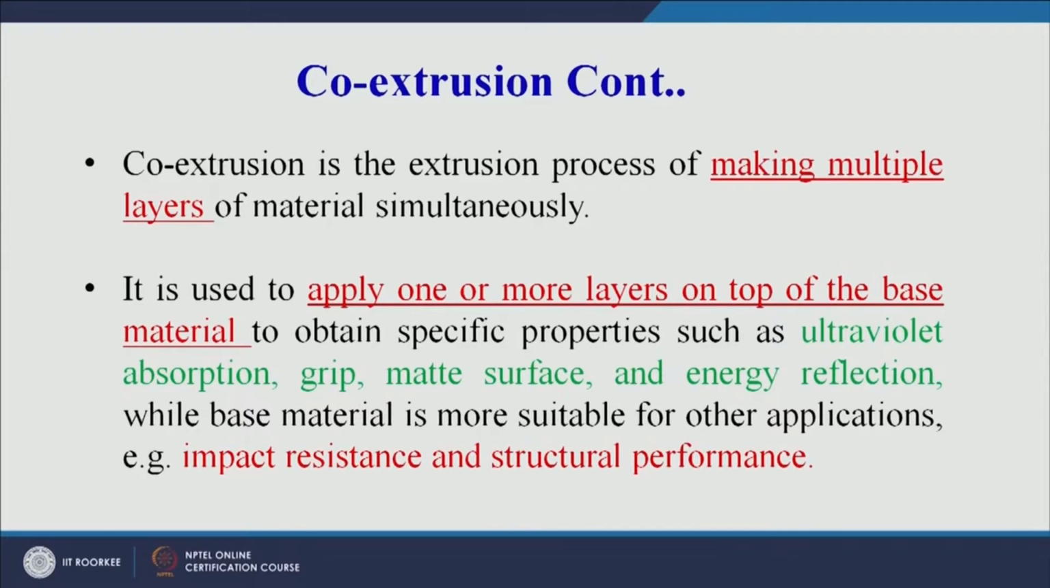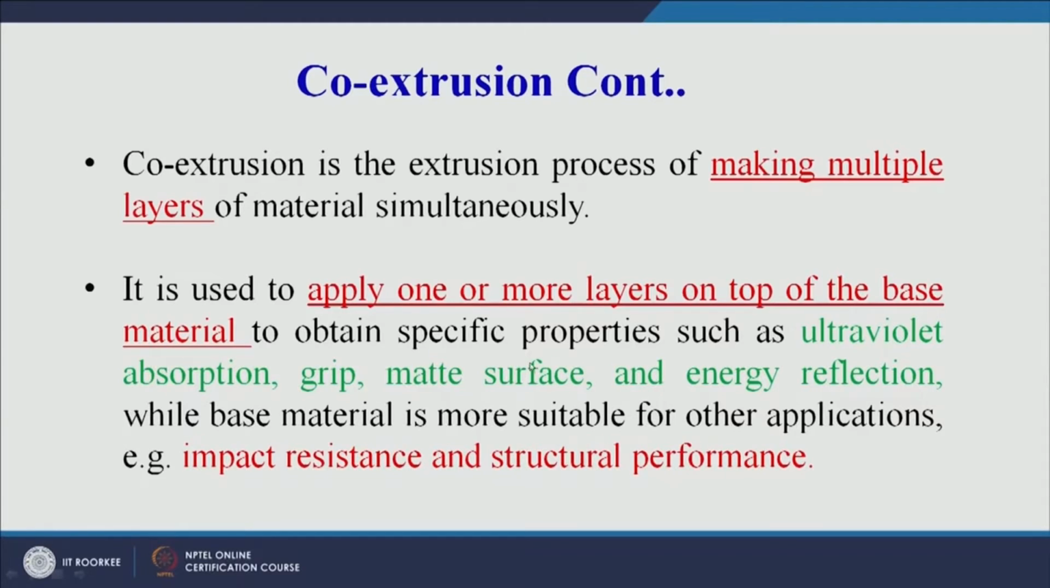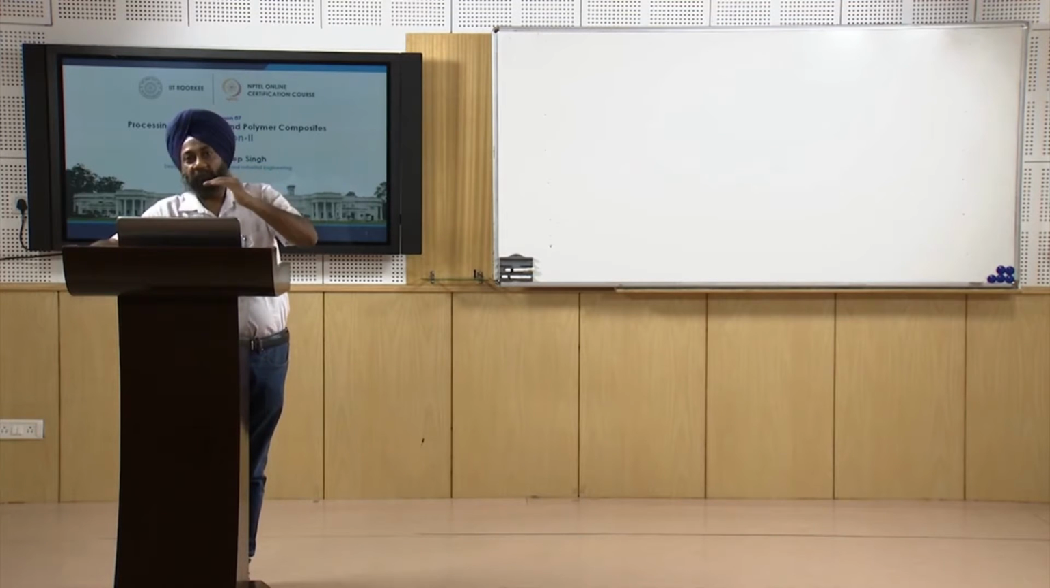Now why do we need to have two layers? We can have a thicker single layer of plastic also, but why do we need to combine two different types of polymers together? They are combined together to achieve specific requirements, specific applications which are given here in green color. You can see, if we want to provide ultraviolet absorption, grip, matte finish or energy reflection, or there can be other specific requirements also. We want a specific color at the top and the base can be of a different color, so that can also be achieved using the co-extrusion process.